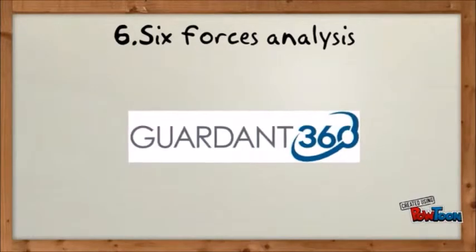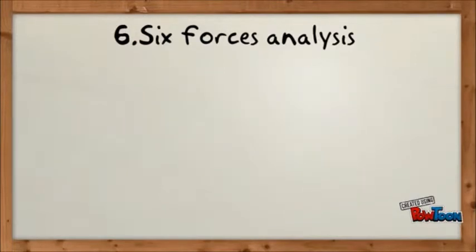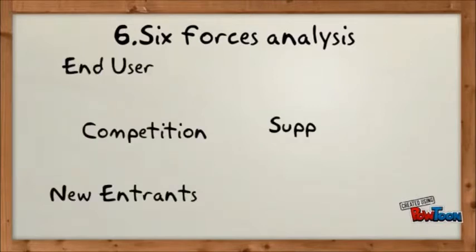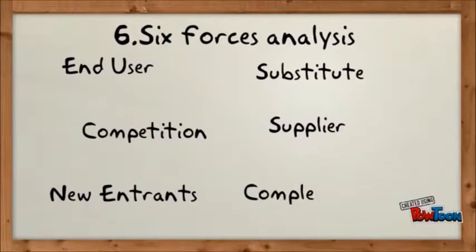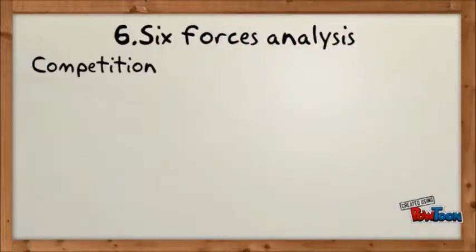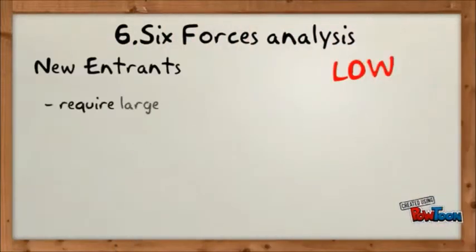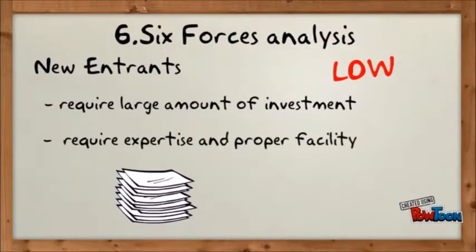We are going to show you how all the external units affect Guardant 360, the external ones. We have 6 forces: competitor, new entrant, end user, supplier, substitute, and complementer. The first one, competition. The effect of this force is quite low, since there are only a small number of competitors compared with us. The second one, new entrants. As mentioned earlier, fewer people can start this business due to large scale of investment.